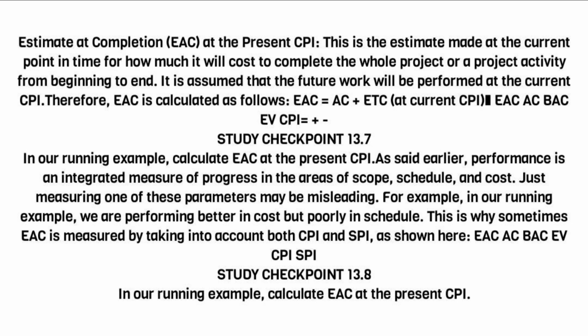As said earlier, performance is an integrated measure of progress in the areas of scope, schedule, and cost. Just measuring one of these parameters may be misleading. For example, in our running example, we are performing better in cost but poorly in schedule. This is why sometimes EAC is measured by taking into account both CPI and SPI, as shown here: EAC equals AC plus (BAC minus EV) divided by (CPI times SPI). Study checkpoint 13.8. In our running example, calculate EAC at the present CPI and SPI.